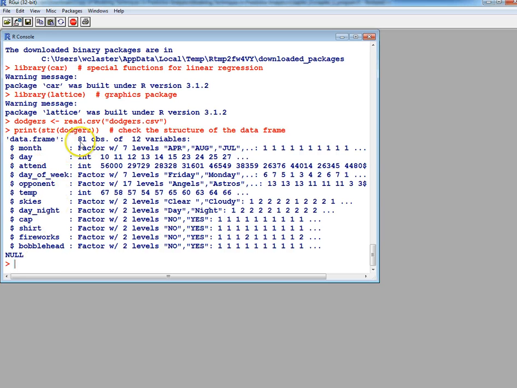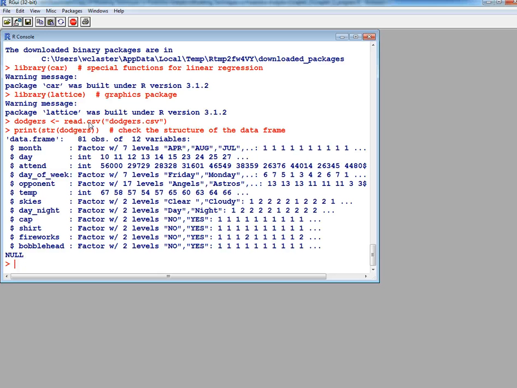And what does this say here? 81 observations. What does that mean? 81 rows of data. So if you check your Excel file, there should be 81 rows. And how many variables are there? 12. Okay, now the first variable is month. And what type of structure is it? It's a factor, right?